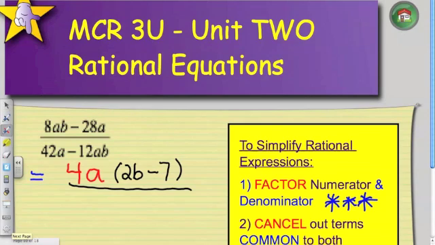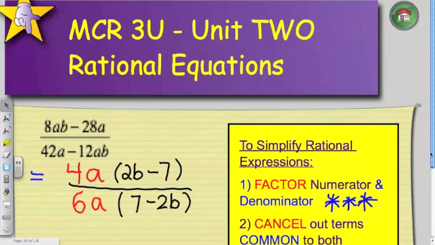Okay, can someone tell me what the greatest common factor between 42A and 12AB is? What do they have in common? 6, and what's the letter that's in common? A, good. Very good, Vicky. And so over here, we're left with 7 minus 2B, because 42A divided by 6A is 7. Negative 12AB divided by 6A is going to give you negative 2B.